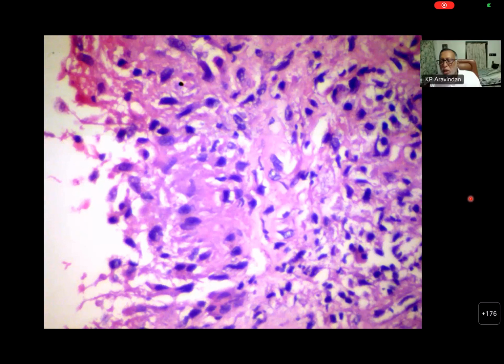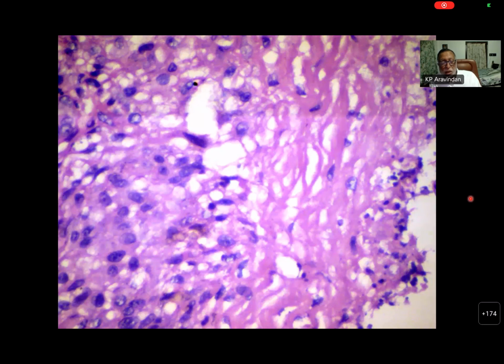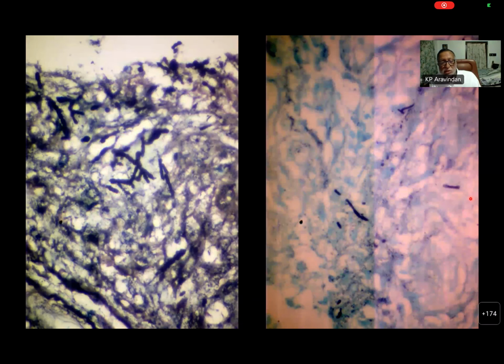Any special stain that you would do? You would definitely do GMS and PAS, because fungal infections you have to rule out. Particularly in this location, elbow, knee, below the popliteal region, fungal infections, particularly bursal infections, fungal bursitis is quite common. So you do a GMS, and this is what it shows.